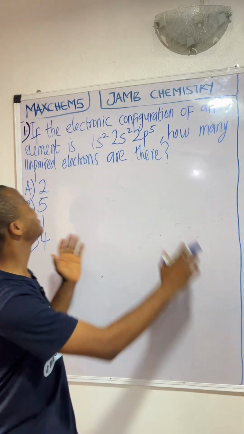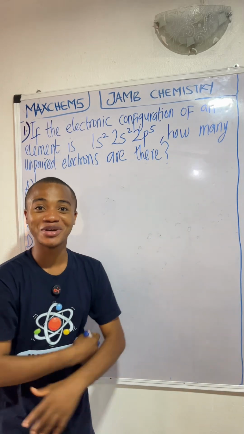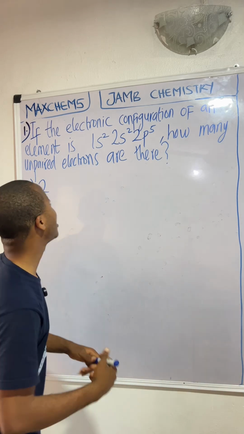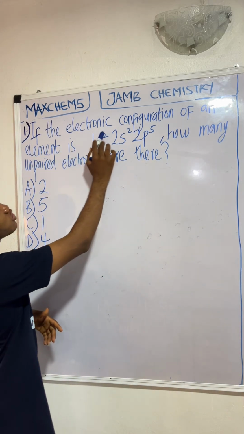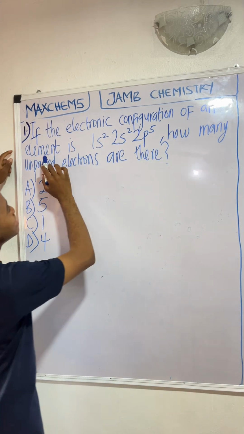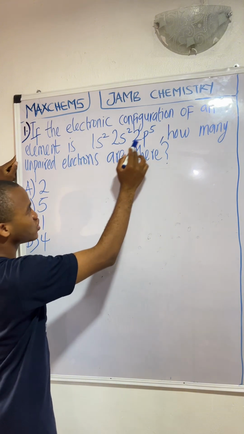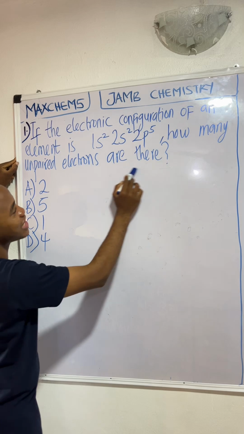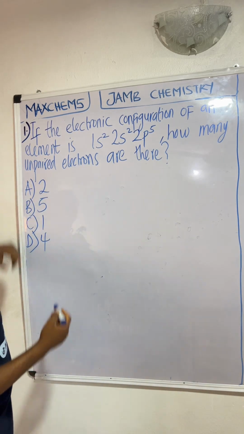Let's say you see this kind of simple question in your chemistry JAMB exam. How will you solve it? This question is very simple, so let us quickly solve it together. The question says, if the electronic configuration of an element is 1s2, 2s2, 2p5, how many unpaired electrons are there? You can see the options.